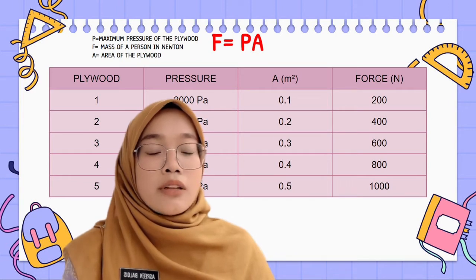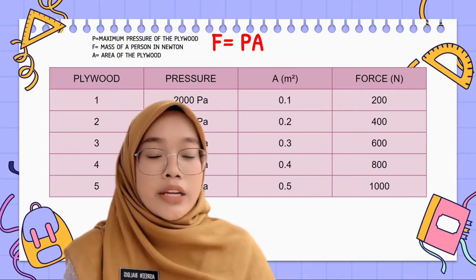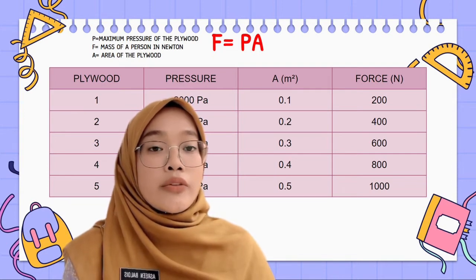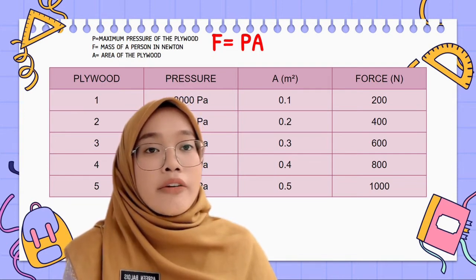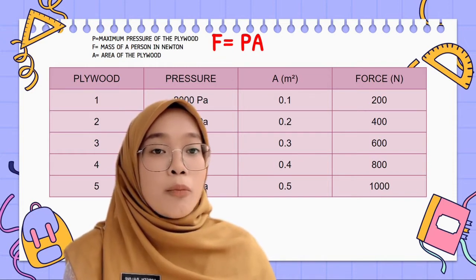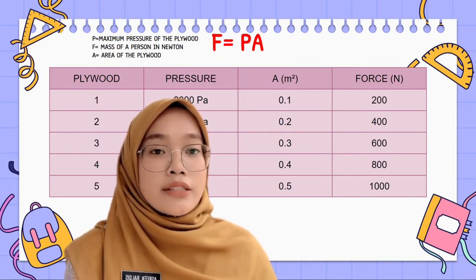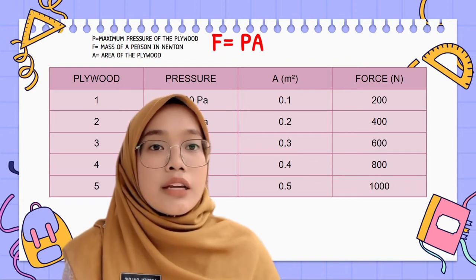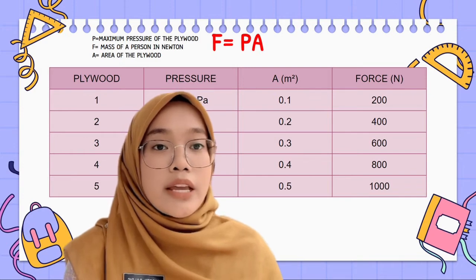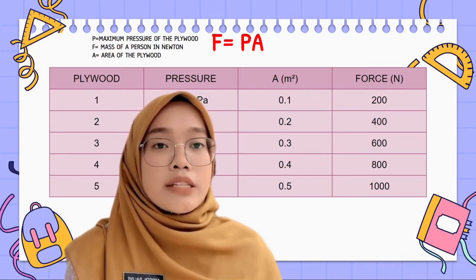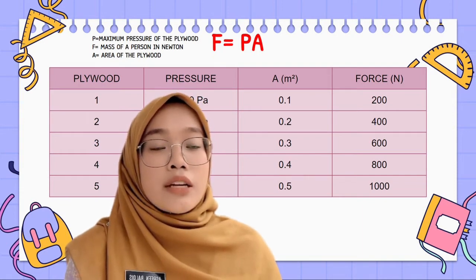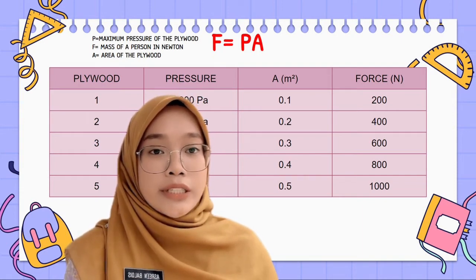Here, from the table, we can see that if the area is 0.1 meter squared, the force used is 200 Newtons. If the area is 0.2, the force is 400 Newtons. If the area is 0.3 meter squared, the force is 600 Newtons. If the area is 0.4 meter squared, the force used is 800 Newtons. And the last one, if the area is 0.5 meter squared, the force being used is 1000 Newtons.